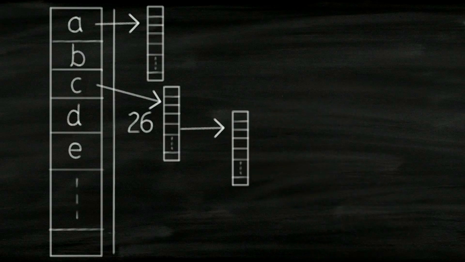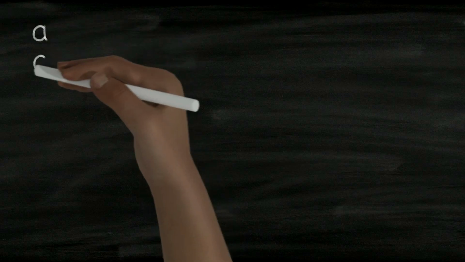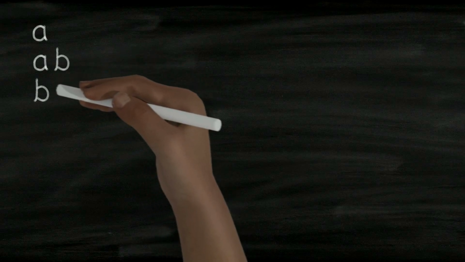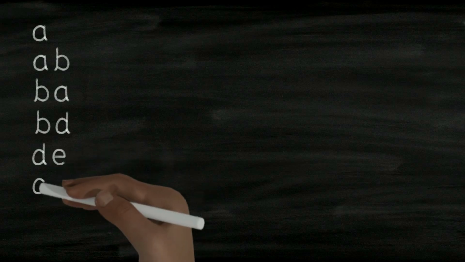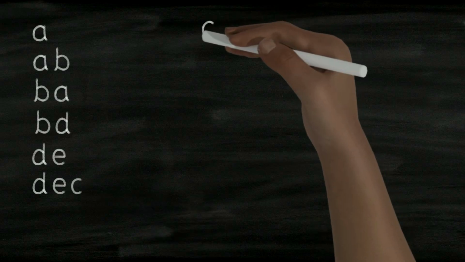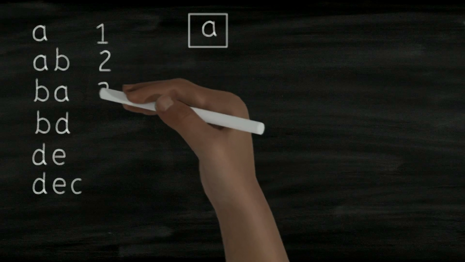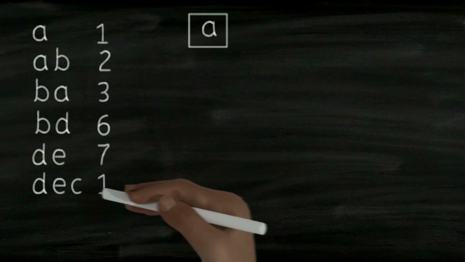Basically, this structure is a tree. So what we have here is something like this. Let's say we have patterns like A, and then AB, and then BA, and then BD, and then DE, and so on, and then maybe DEC. So basically we have one tree like this. A would have its own value. Let's give them some values: 1, 2, 3, 6, 7, 11.